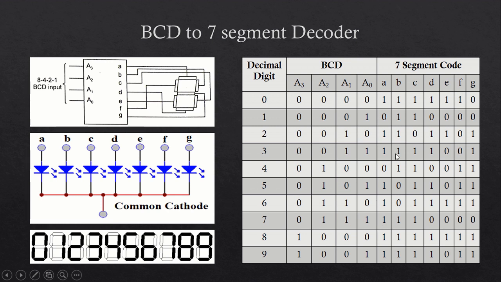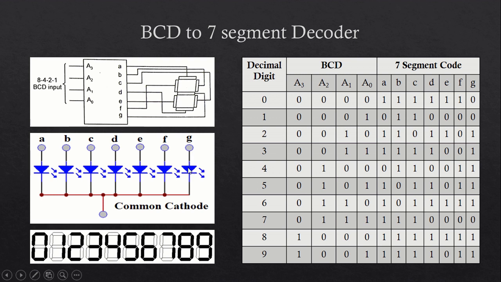Now we mention the segments that should get illuminated for each digit. Assuming a common cathode type of display, we have to provide a high voltage to the segment so that it gets illuminated. So the output should be 1 if the segment is on and the output should be 0 for the segment to be off.